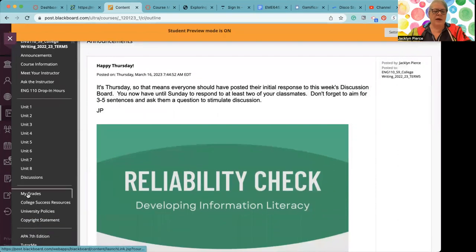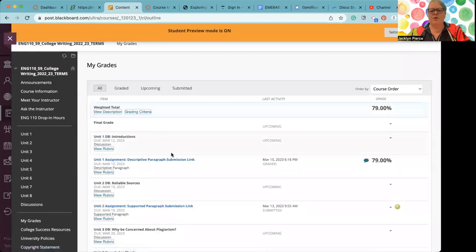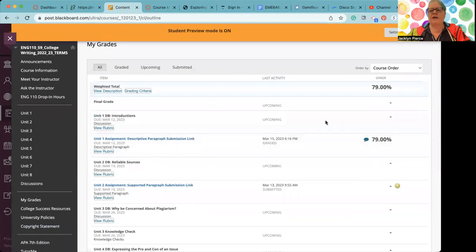When you receive a grade and you click on the MyGrades portion, you will notice that it is now showing something in this column, right? That's where we know. It also specifies when it was graded, that sort of thing. This is showing that something has been submitted but hasn't been graded yet.